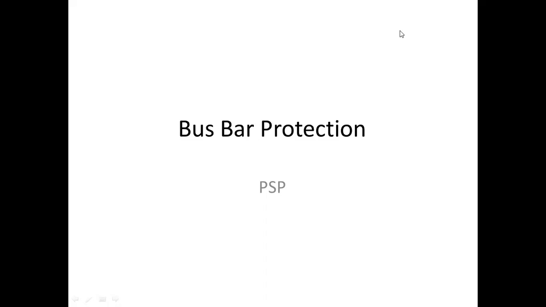Power system protection. So we have started the bus bar protection. Now we have to discuss the different bus bar protection schemes. The first one is known as current differential protection scheme.